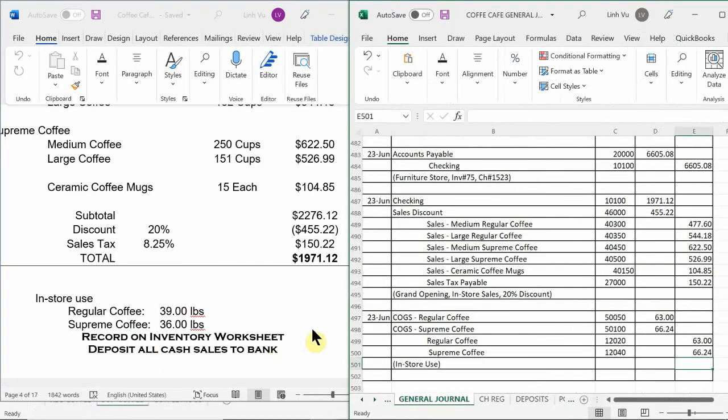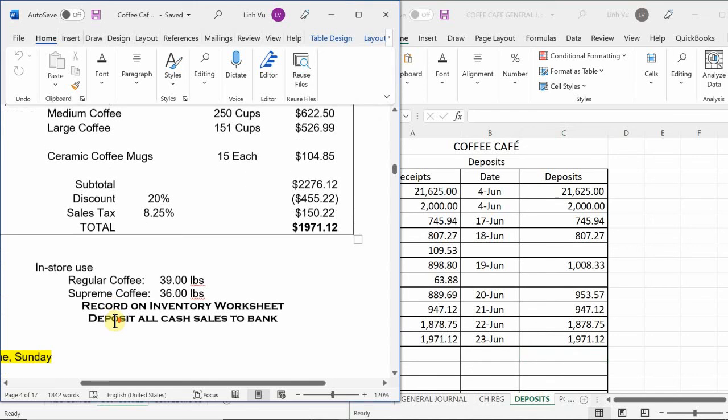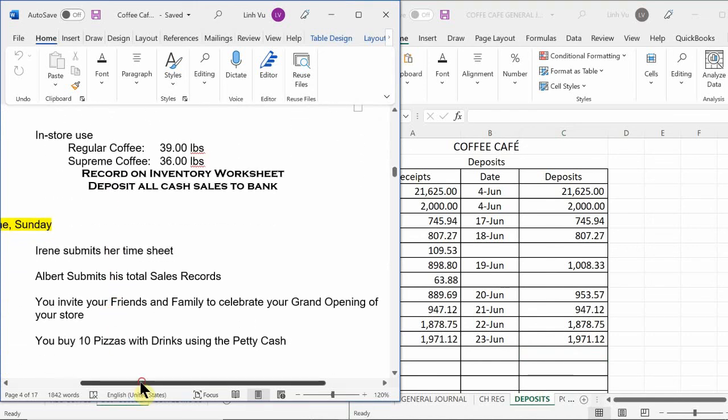So what else do we need to do? We need to make a deposit. Okay, so in this case, I received $1,971.12, and on June 23rd, I deposited it. But because June 23rd is a Sunday, like I've mentioned earlier, it might not even clear until Tuesday. Just an FYI. That's how the bank works, or some banks work.